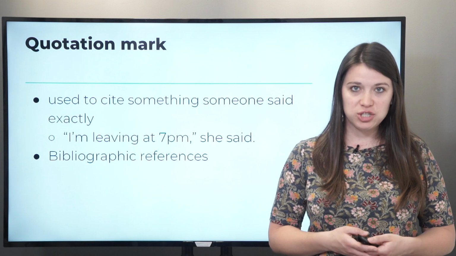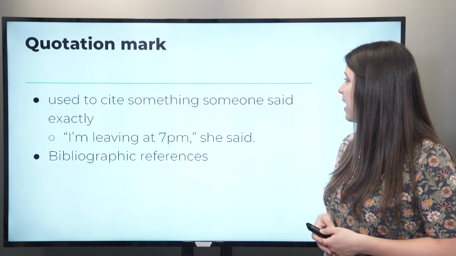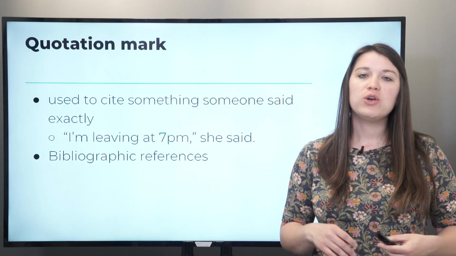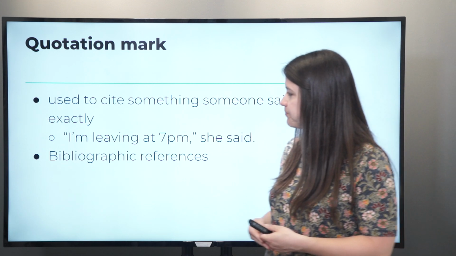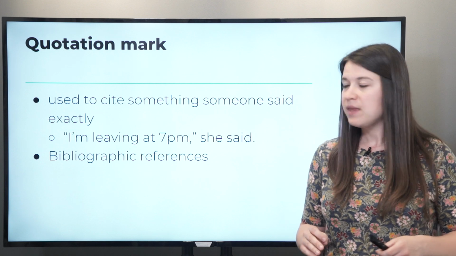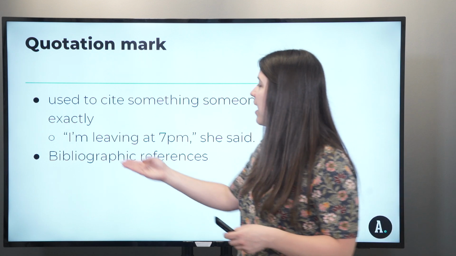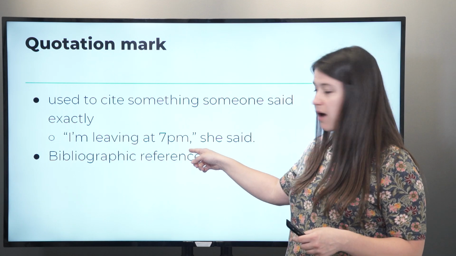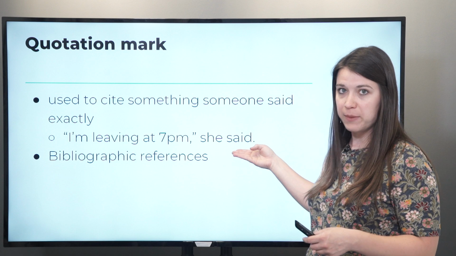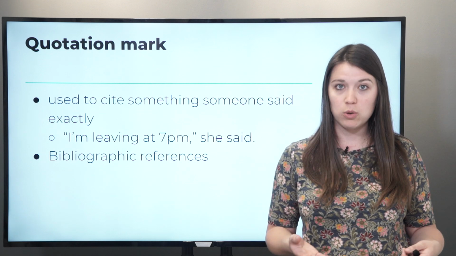All right. Quotation marks. This is another kind of punctuation. We use quotation marks to cite something that was said by someone exactly. So if you want to use someone's exact words, you use quotation marks. So for example, "I'm leaving at 7 p.m.," she said. So when we quote someone, basically we put whatever they said between these quotation marks. So specifically she said, "I'm leaving at 7 p.m." Then we put a comma between the last word and the quotation mark, and then we add the information of who said it. So she said, he said, Robin said, etc. Okay, so this is how we quote someone.